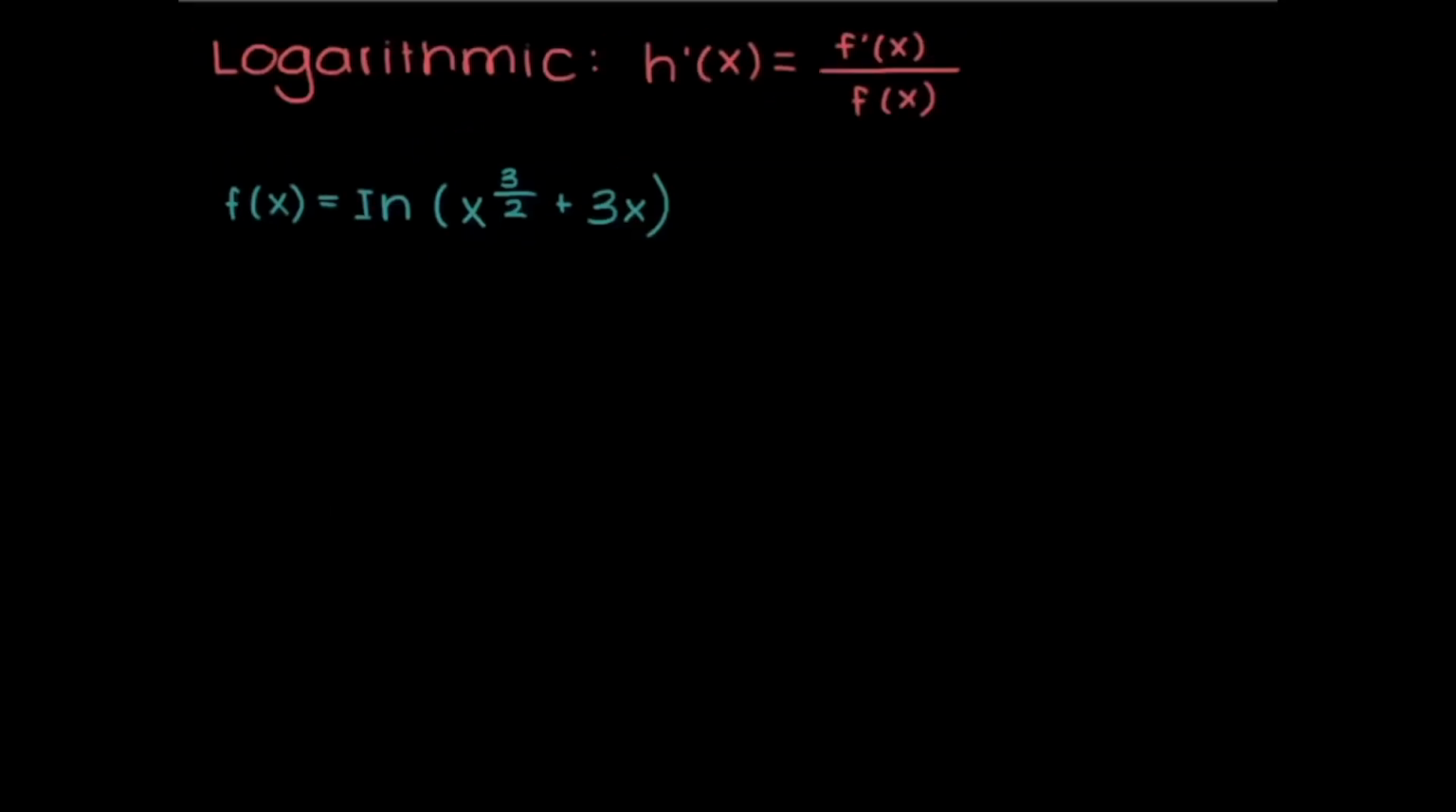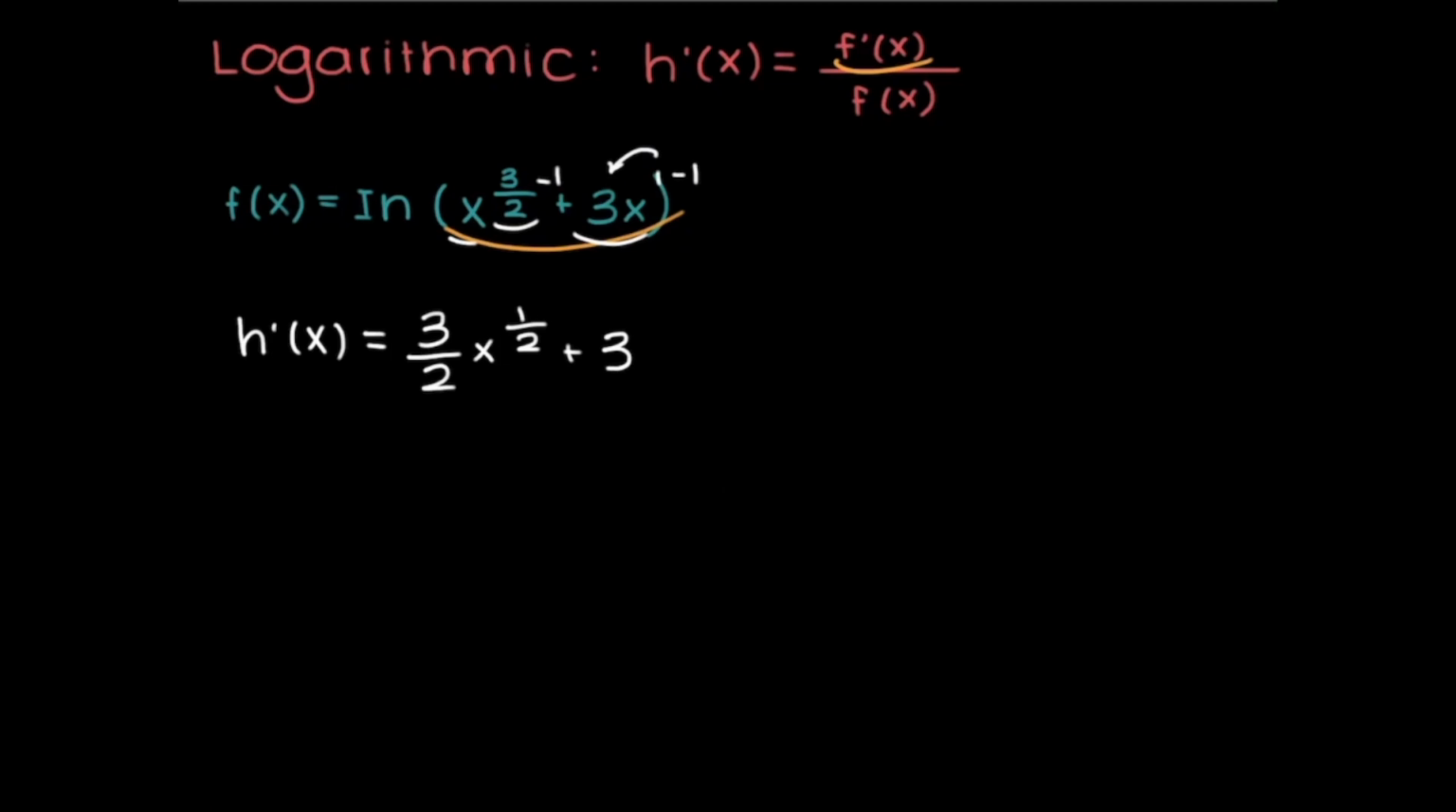To solve this problem, I'm going to be using the logarithmic rule, which states that h derivative of x equals f derivative of x over f of x. So first, we need to get the derivative of this term. So we would write it as h derivative of x equals 3 over 2 multiplied by x to the 3 over 2. We subtract 1 from the exponent, so 1/2, plus the derivative of this number. So it's 1 here, so we multiply 1 times 3 equals 3, and if we subtract 1 from the exponent, it stays with no x.